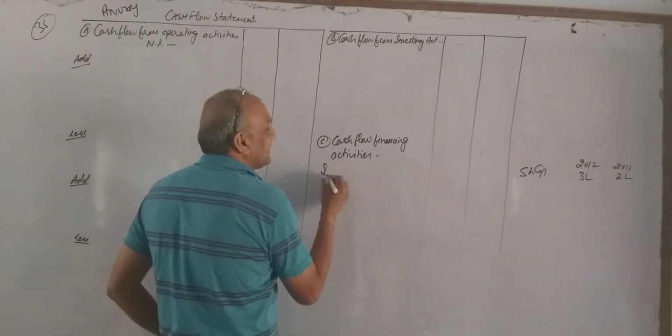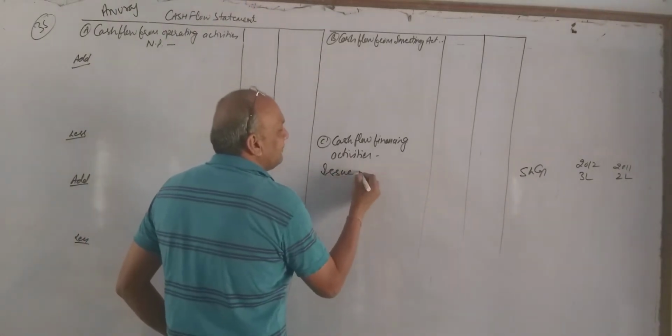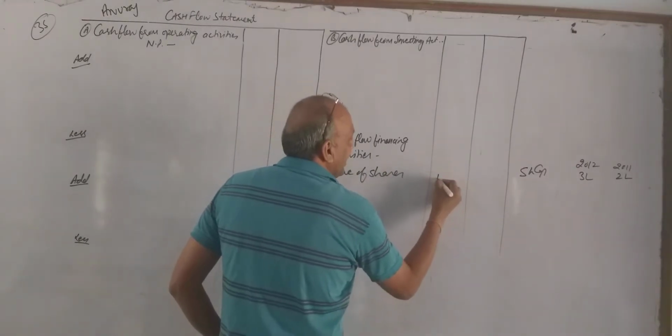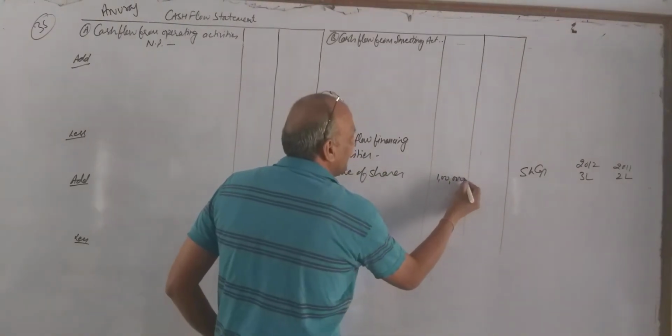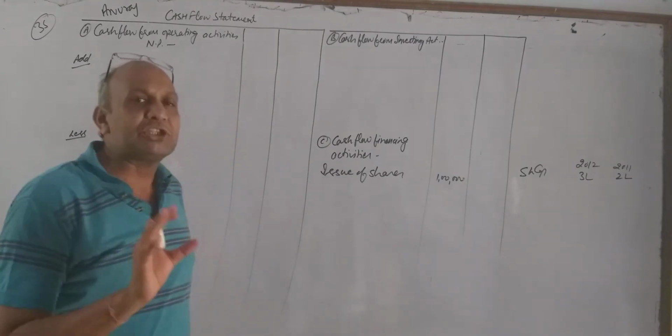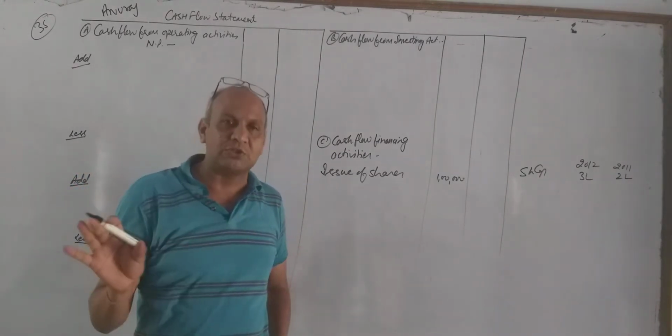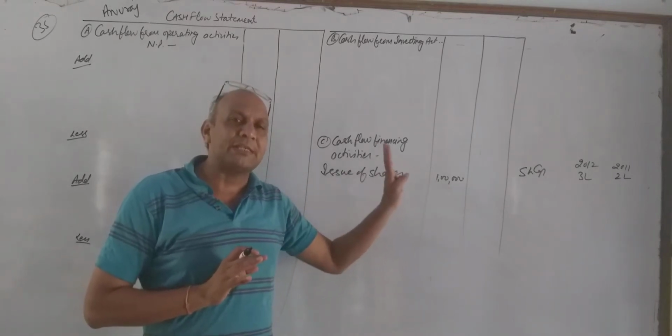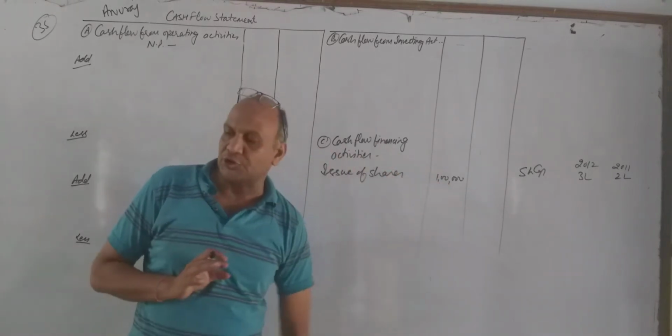So why is share capital increasing? There could be only one reason, that is issue of shares. And how much was the amount of issue of shares? 1 lakh rupees. Because there is no other reason for share capital to increase, one reason could be issue of shares. Money is coming in, that's why it is a positive item.